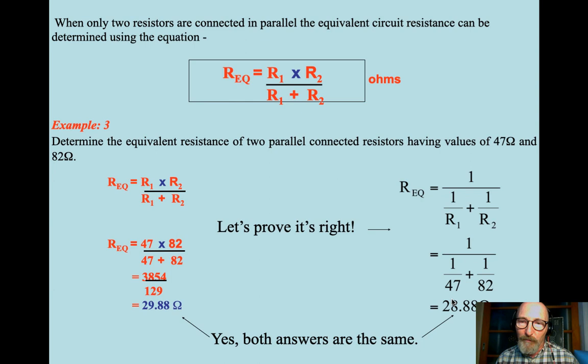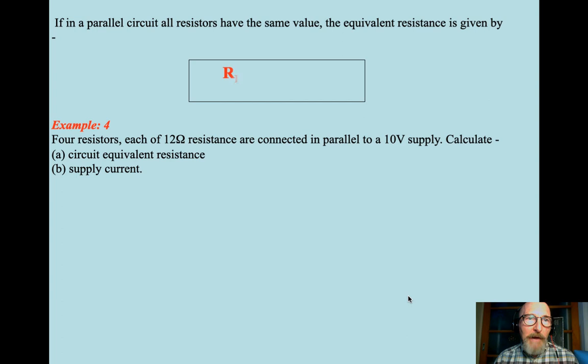All right, in a parallel circuit, all resistors have the same value. The equivalent resistance is given by R divided by N. And this is so simple. If you've got two 10-ohm resistors in parallel, the answer is simply 5 ohms. Four resistors, 12 ohms each, are connected in parallel. Calculate the circuit resistance. It'll be 12 divided by 4. All right, 12 divided by 4, you've got 3 ohms.